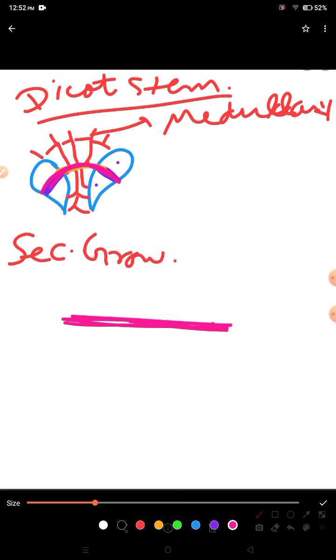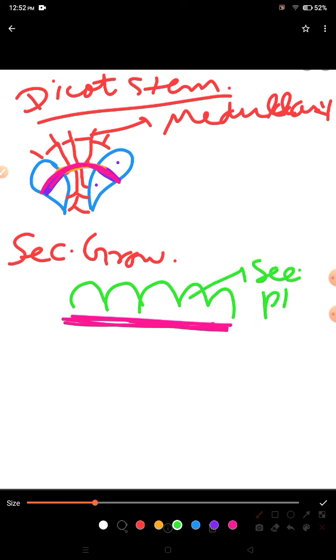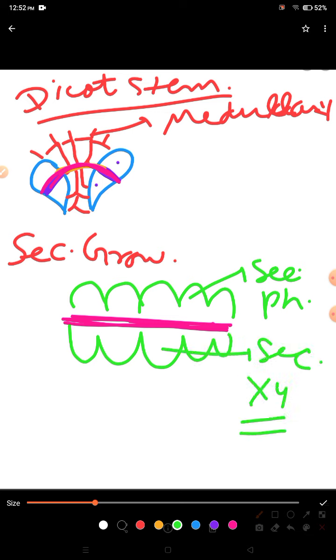On the outer side, it forms secondary phloem cells, and toward the inner side, it forms secondary xylem cells. So what we are observing here, parenchyma cells of medullary rays regain the meristematic activity. They acquire the power of division again. This is known as de-differentiation.